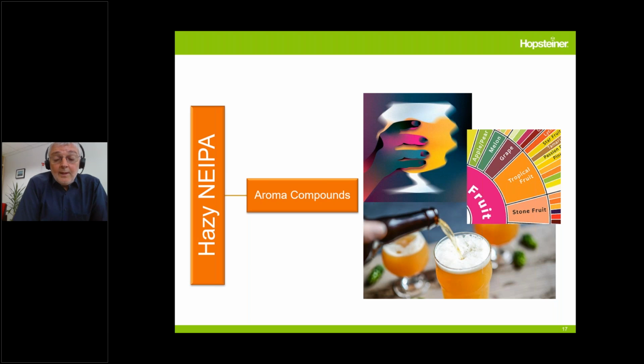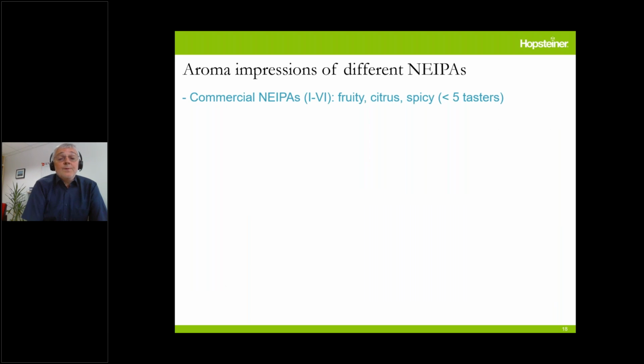Now we go to the aroma compounds. My talk is mainly on the analytical composition. Nevertheless, I have included one slide on the aroma impressions of the different beers that we investigated. From the commercial brands, we only had a few bottles available. And these were required for analysis, so we only had 1 or 2 bottles left for tasting.